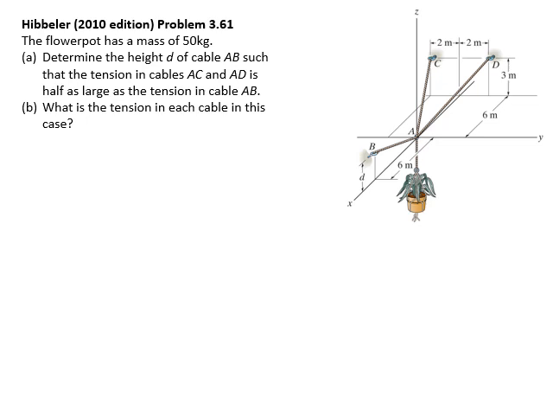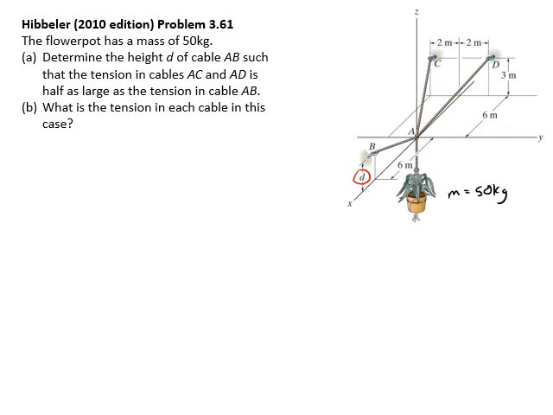Okay, so I'm going to do this problem from Hibbeler having to do with 3D forces and force vectors. You've got here a flower pot which has a mass of 50 kilograms, and this complicated system of cables are holding up the flower pot. For part A, you want to find this distance d such that the tension in cables AC and AD is half as large as the tension in cable AB.